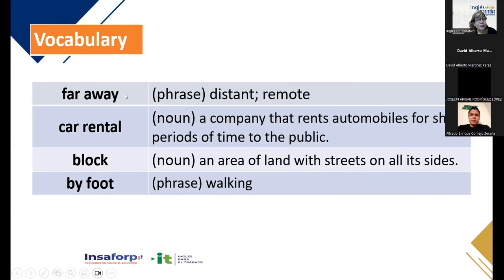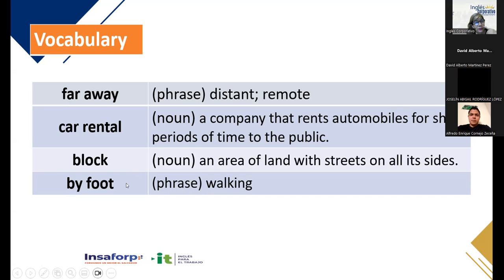Far away, distant, remote. It's a phrase. You say far away. For example, Santa Ana is far away from San Salvador. Está lejos, right? Distant, far away. Okay, car rental. What is car rental? It's a noun. A company that rents automobiles for short periods of time to the public. So the car rental, you know, you rent a car.